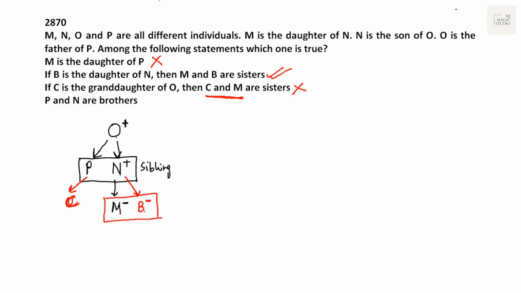Now P and N are brothers. That we have decided in the beginning itself because gender of P is not available. P can be sister of N or P can be brother of N. This particular thing is also not certainly true. Then which one is certainly true? Option B, that if B is daughter of N, then M and B would be sisters.